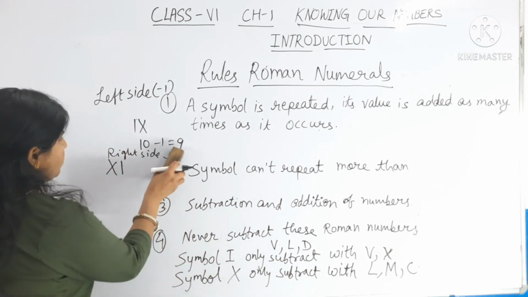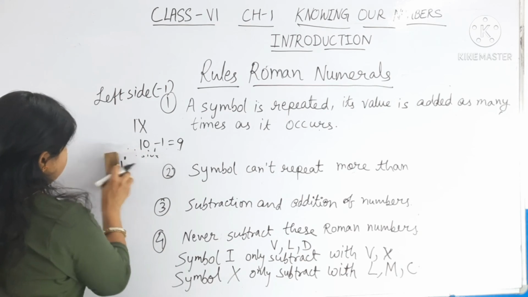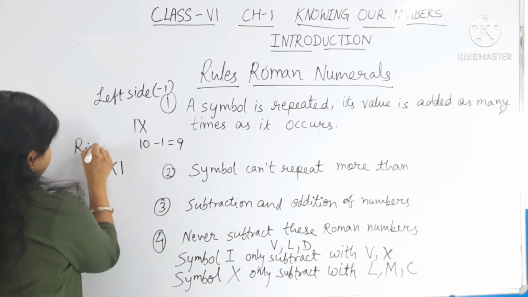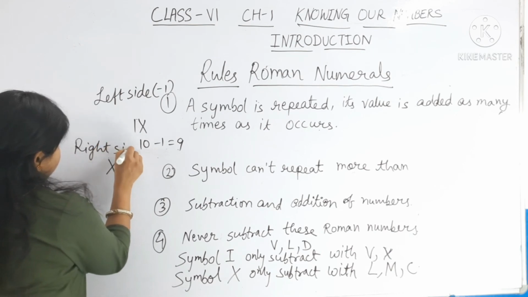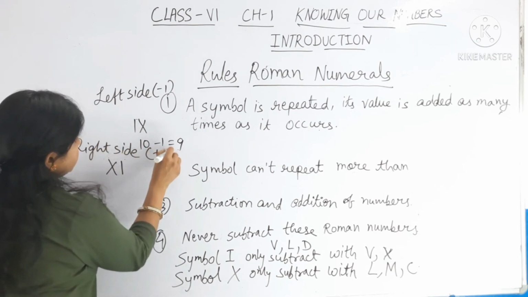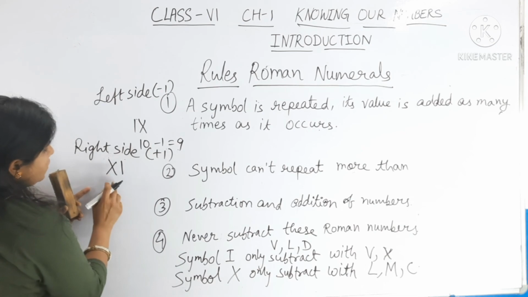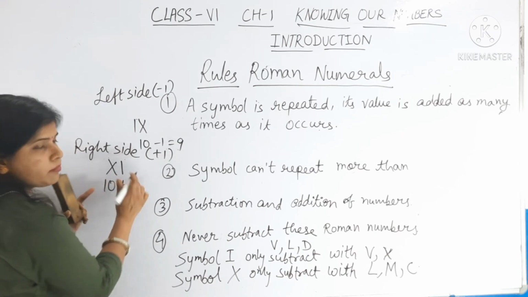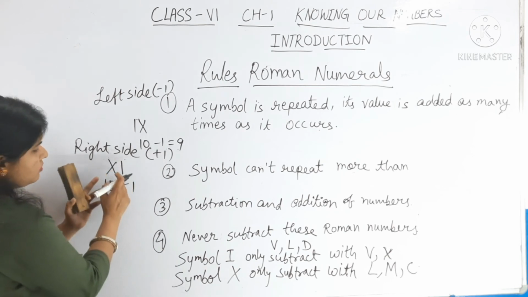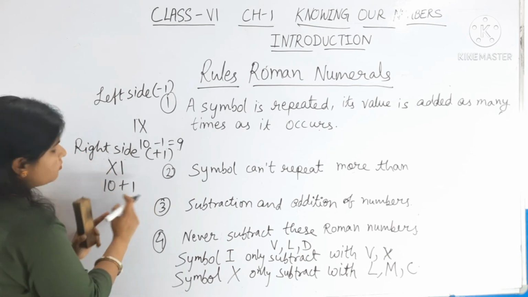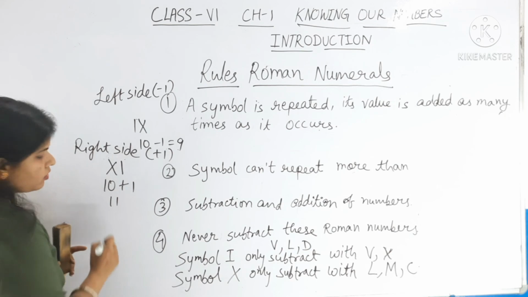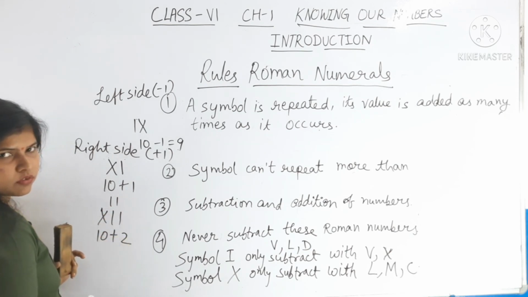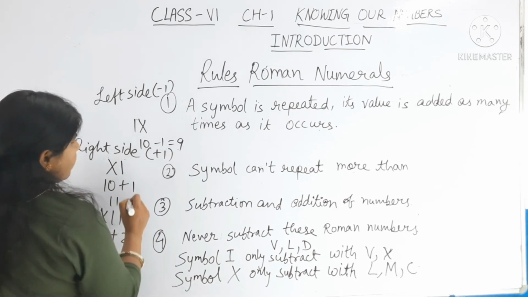It may not be visible, so I will write it: right side plus 1. Okay, so here X means 10 and I means plus 1. Here the 1 is on the right side, which means plus 1. This is 11. For 12 I am writing like this, which means 10 plus 2. Like this you have to write.